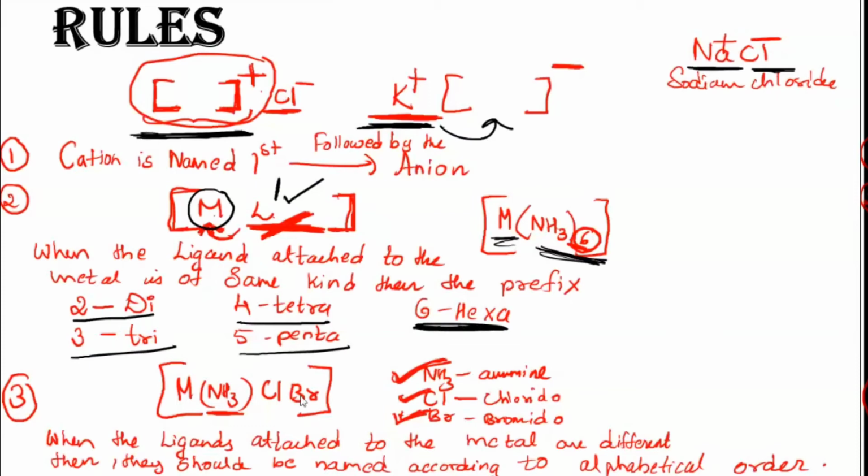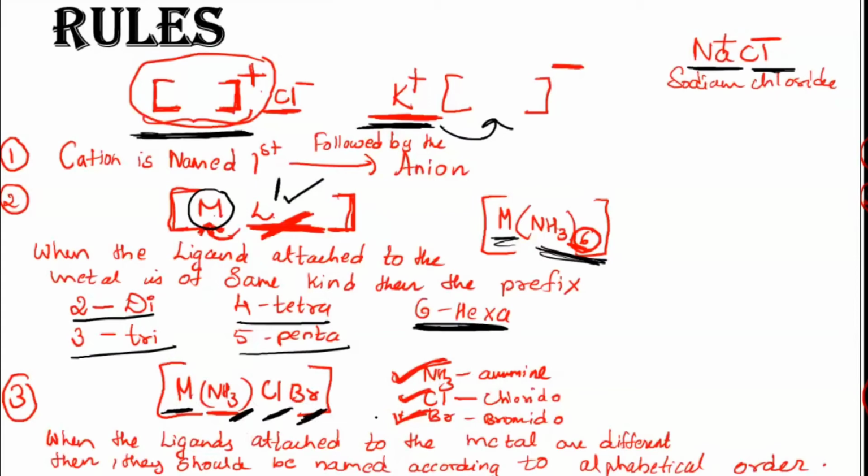Now in case you have different ligands attached to the metal atom, see here, I have given an example. This is our metal. To this metal you can see NH3, I took as an example, and then Cl and then Br. NH3 name is amine, Cl is chlorido, and Br is bromido.